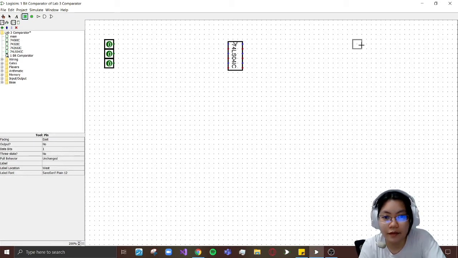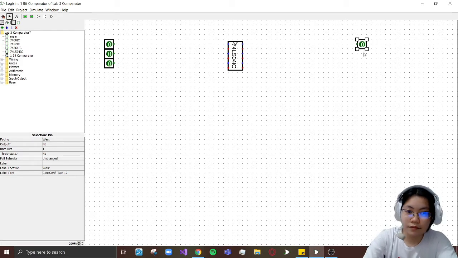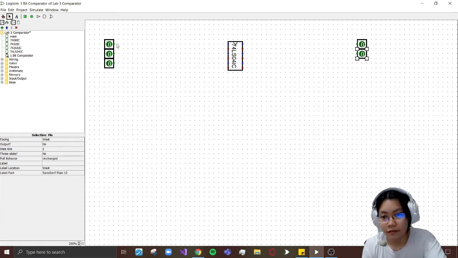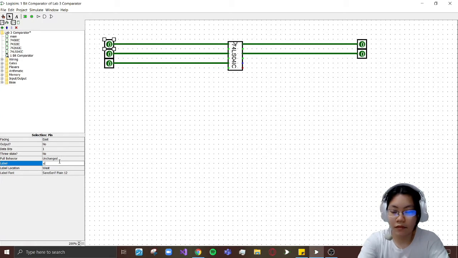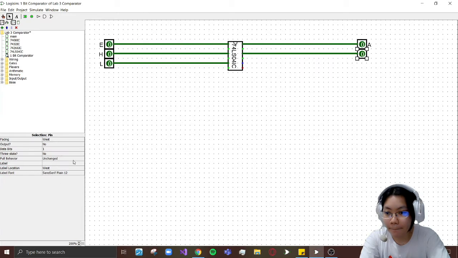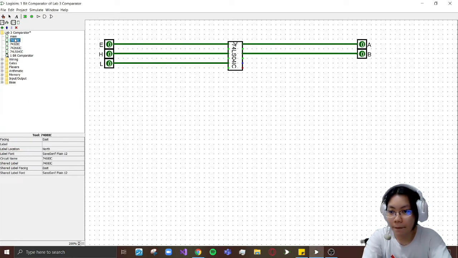Sa left side, naglagay ako ng 3 inputs which will serve as the equal, the high, and the low signal. Tapos naman sa right side, meron tayong nilagay na 2 pang input ulit which will serve as the signals A and B. Tapos sa gitna, nilagyan ko ng inverter para madali lang hugutin yung mga input signals na kailangan. Tapos yan, nilalagyan ko lang sila ng respective labels. Tapos nalilito ko dun sa facing. Yan. Tapos nilagay ko sa sticky notes yung mga Boolean Expression.